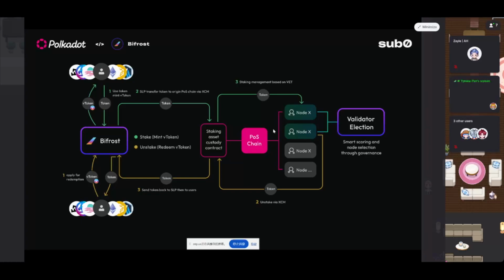And after that, if there is an unstake request, the request comes through the staking asset custody contract as well, and the asset will be withdrawn from the validator and given back to the user.